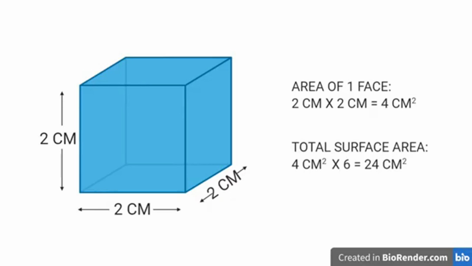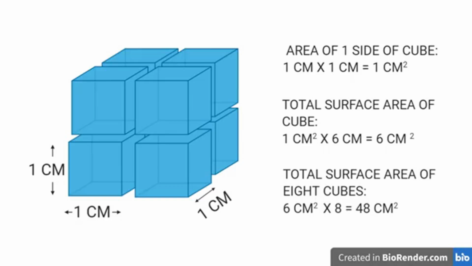You can do this calculation by multiplying the length and width of one side of the cube and multiply it by 6. Now let's cut that same cube into 8 smaller cubes. Now each side length of the small cube is 1 centimeter, which means the area of a face on the small cube is 1 centimeter square. The total surface area would then be 6 centimeters square. Since there are 8 small cubes, you can multiply 6 centimeters square by 8. This comes to an answer of 48 centimeters square.